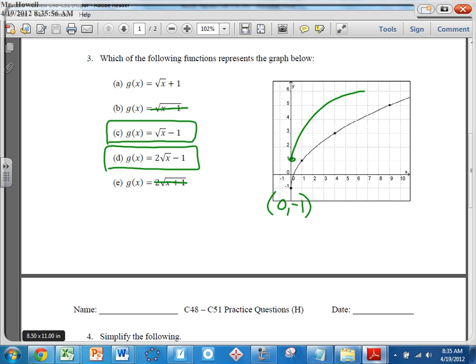That's what +1 would be. So that one's out also. Now, the other way to do this problem, always, is to just take the points that you see here. See those data points? Plug them in and see which ones they work in.